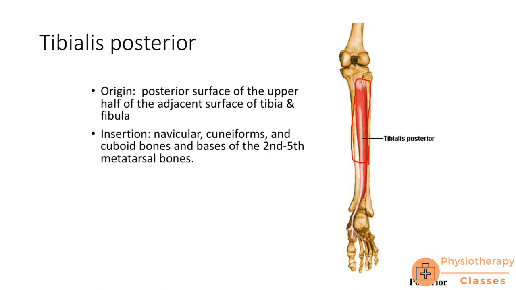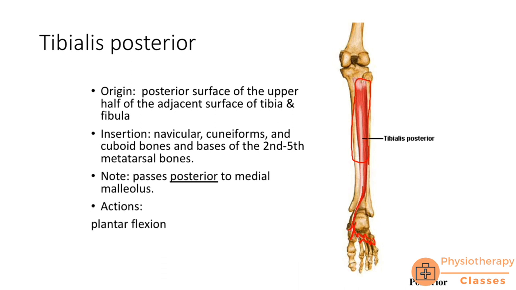So this insertion is difficult to remember. You can see the muscle passes posteriorly and gets inserted to the navicular bone, cuboid bone, cuneiforms and the base of second to fifth metatarsal bone. So the action of this muscle is plantar flexion and inversion of the foot.